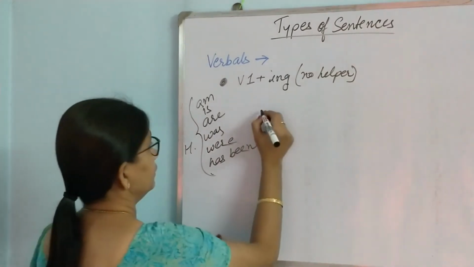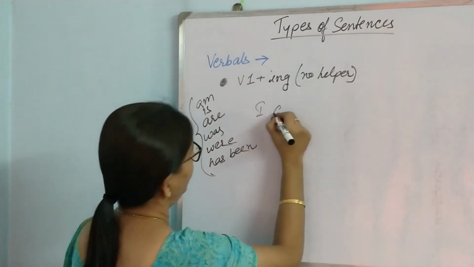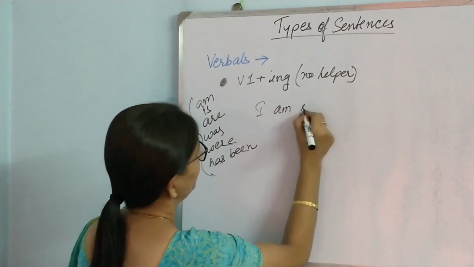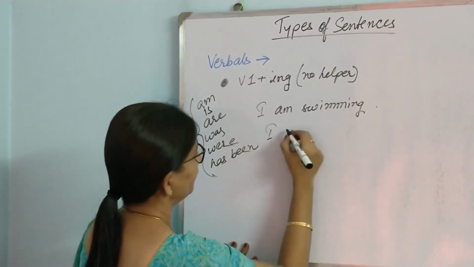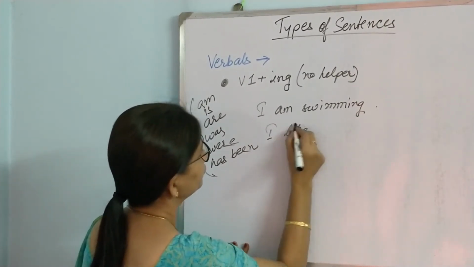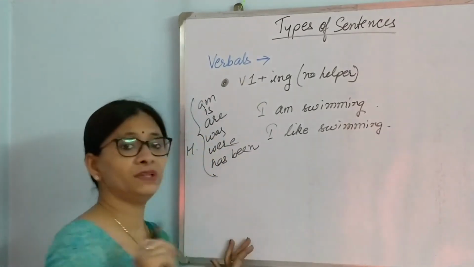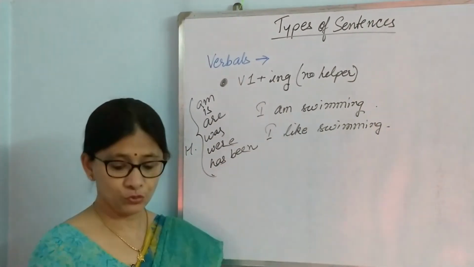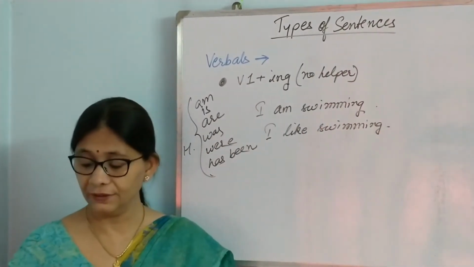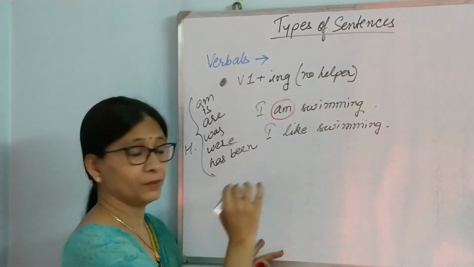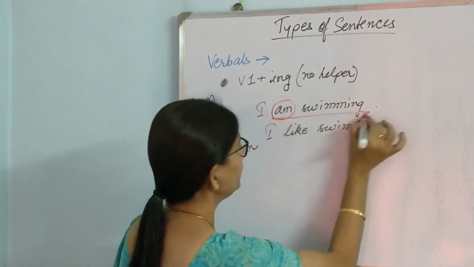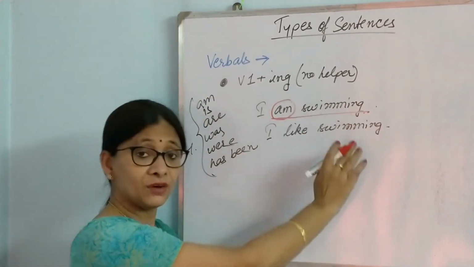Like in an example, say, I am swimming. This is one sentence, and just modify it a little: I like swimming. What is the difference between these two sentences? In I am swimming, there is a helper verb, so both these are verbs. Swimming is a verb here.